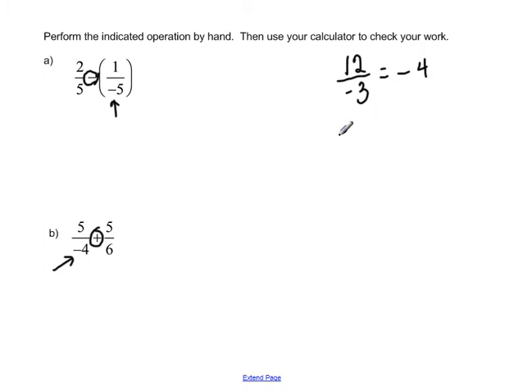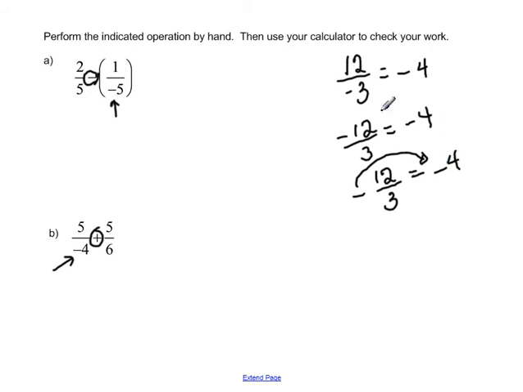Now notice if I move the negative up to the top, up to the numerator, negative 12 divided by 3 would also equal negative 4. And if I were to take that negative out front and then just write the 12 over 3, the opposite, the negative of 12 over 3, well, 12 divided by 3 is 4, and that negative sign would just say I'm on the opposite of 4, which is negative 4. So notice all three of these have the same answer, so it doesn't matter where the negative is, if the negative is in the denominator or in the numerator or out front.